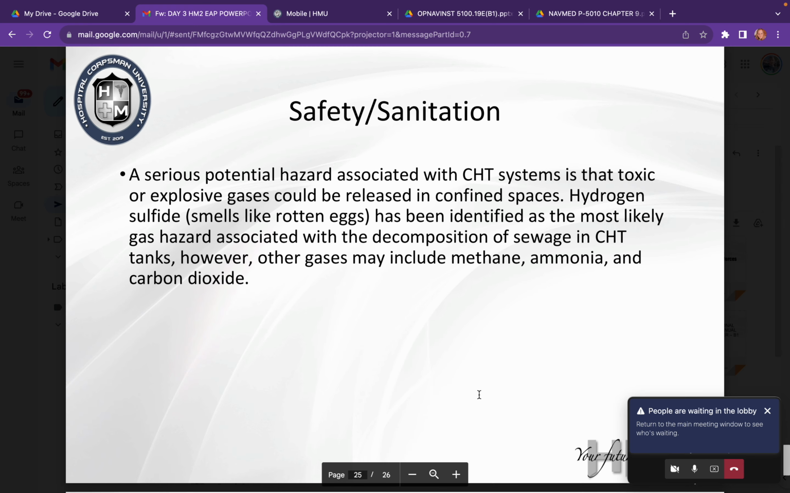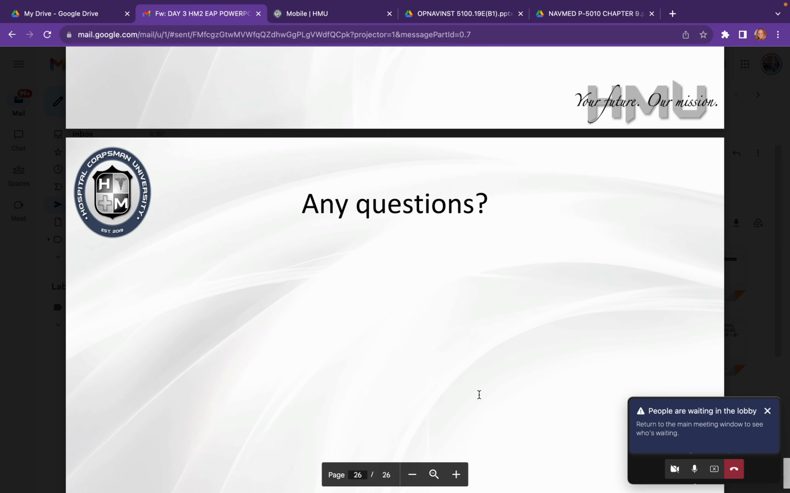A serious potential hazard associated with CHT systems is that toxic or explosive gases could be released in confined spaces. Hydrogen sulfide, I would keep that in mind. What it smells like, rotten eggs. It has been identified as the most likely gas hazard associated with the decomposition of sewage and CHT tanks. However, other gases may include methane, ammonia, and carbon dioxide. All right, any questions?